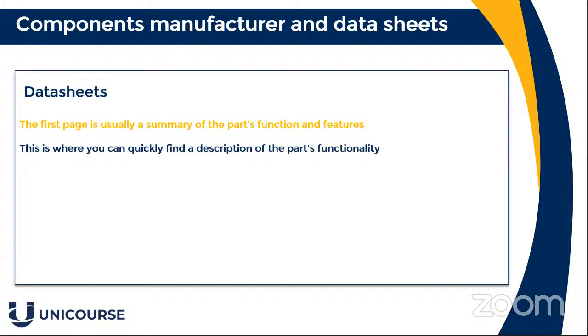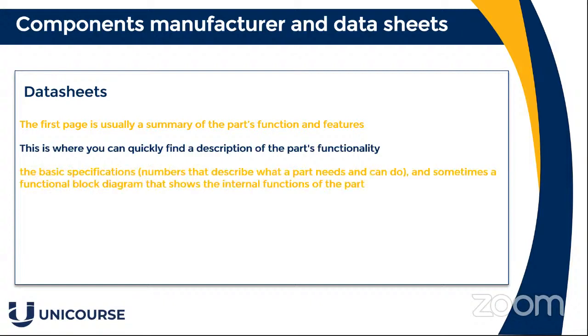And you can find out a quick description, usually in the PDFs, and you have the specification numbers and they describe what part you need. And sometimes it comes with functional block diagrams that show the internal function of the part. For example, if it was a PLC, you could have that as well within the actual PDF in the data sheet.